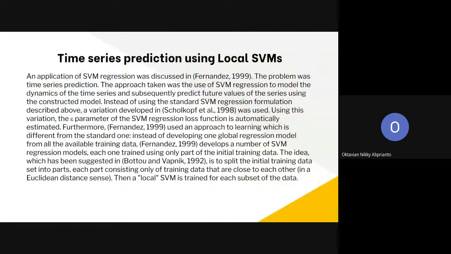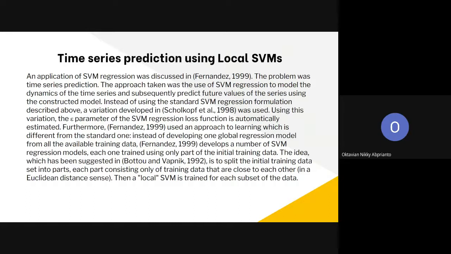The implementation of SVM is time series prediction using local SVM. An application of SVM regression was discussed by Fernandez in 1999. The problem was time series prediction. The approach taken was the use of SVM regression to model the dynamics of the time series and subsequently predict future values of the series using the constructed model, instead of using the standard SVM regression formulation described before.